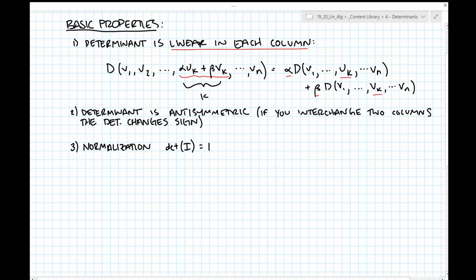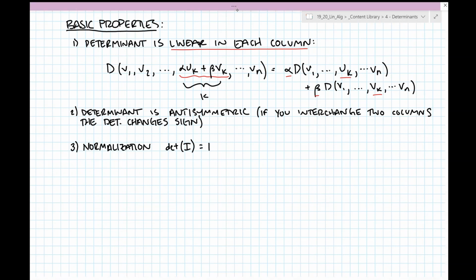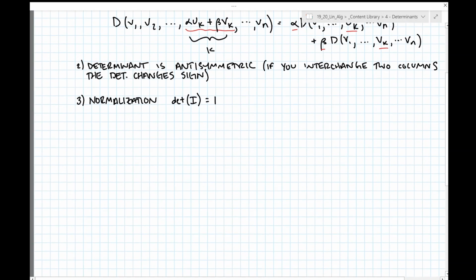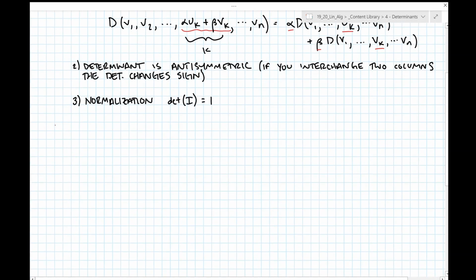What's neat is that from just these 3, we can write some really neat ramifications. So I'm going to call this proposition 3.1, and this is going to be the properties of the determinant.